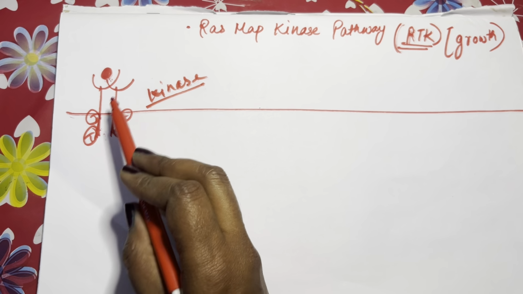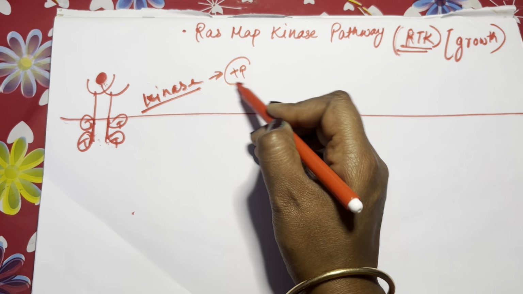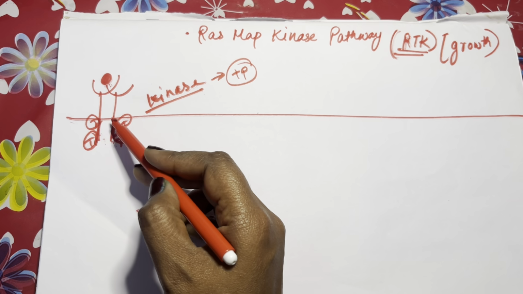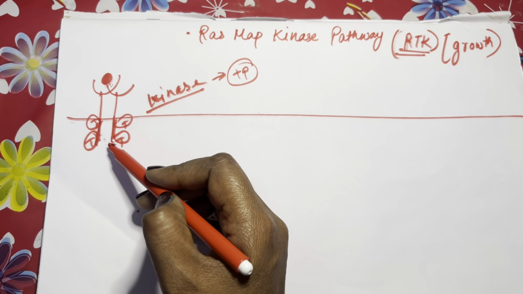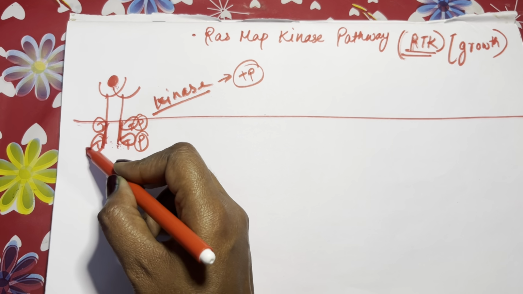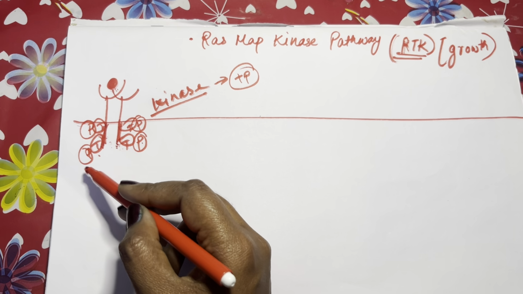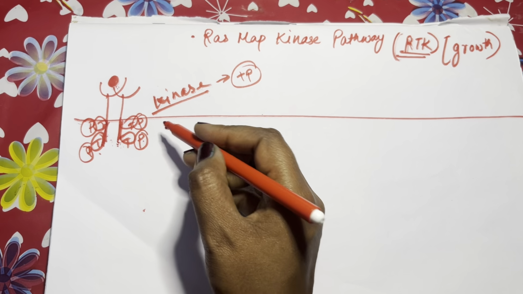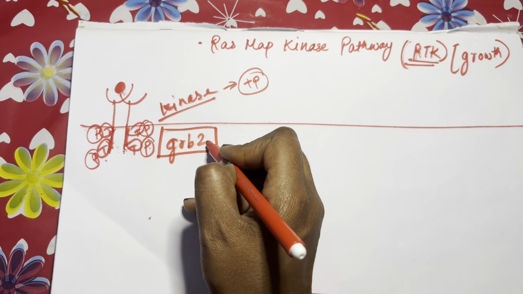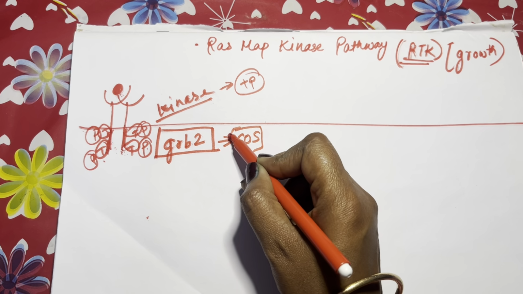The cytosolic part of the receptor will act like kinase enzyme, and we know kinase enzyme can add phosphate in particular amino acids. So the kinase enzyme, that means this part of the receptor, will now add phosphate. Where? To its own body, to its own tyrosine amino acids. Now this site is called phosphorylated site of the receptor. Here one adapter protein called GRB2 will bind.